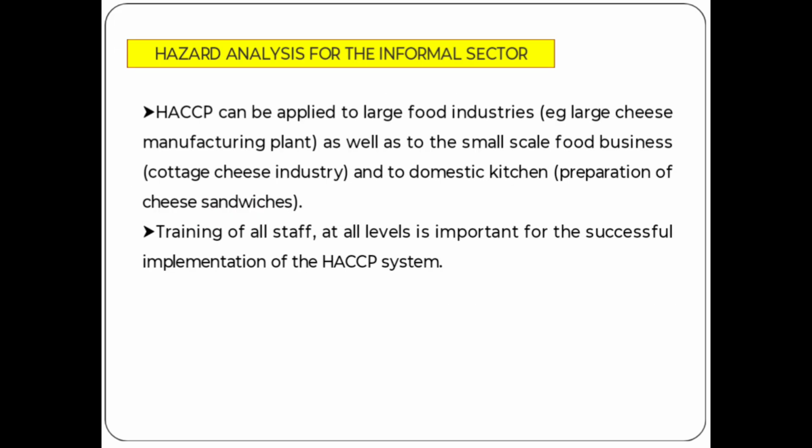Hazard analysis for the informal sector. HACCP can apply to large food industries, for example a large cheese manufacturing plant, as well as to small-scale food businesses, cottage cheese industries, and to domestic kitchen preparation of cheese sandwiches. Training of all staff at all levels is important for the successful implementation of the HACCP system.